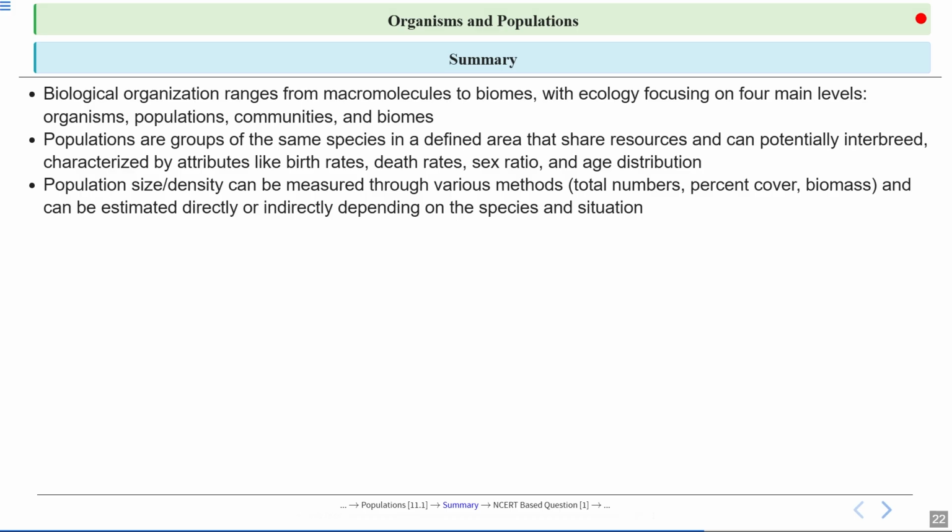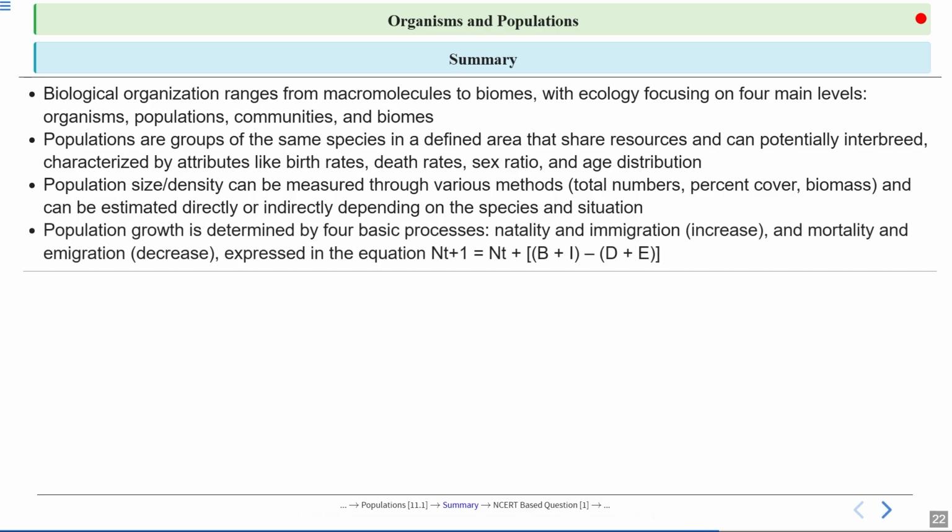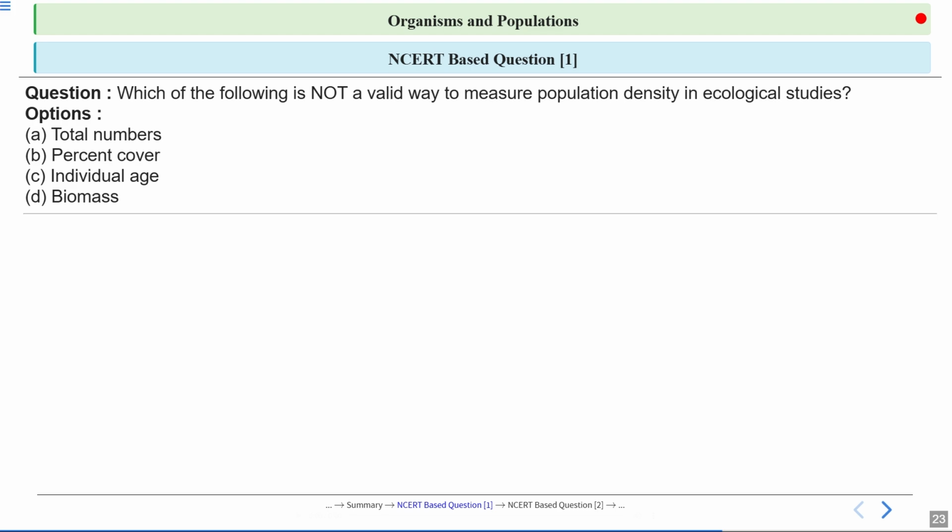We also talked about population size or population density. This can be measured through various methods such as total numbers, percentage cover, or biomass, and can be estimated directly or indirectly depending on the species and the situation. Population growth is determined by four basic processes: natality and immigration, which increase the population density, and mortality and emigration, which decrease it. This can be expressed by the equation Nt plus 1 equals Nt plus B plus I minus the sum of D plus E.